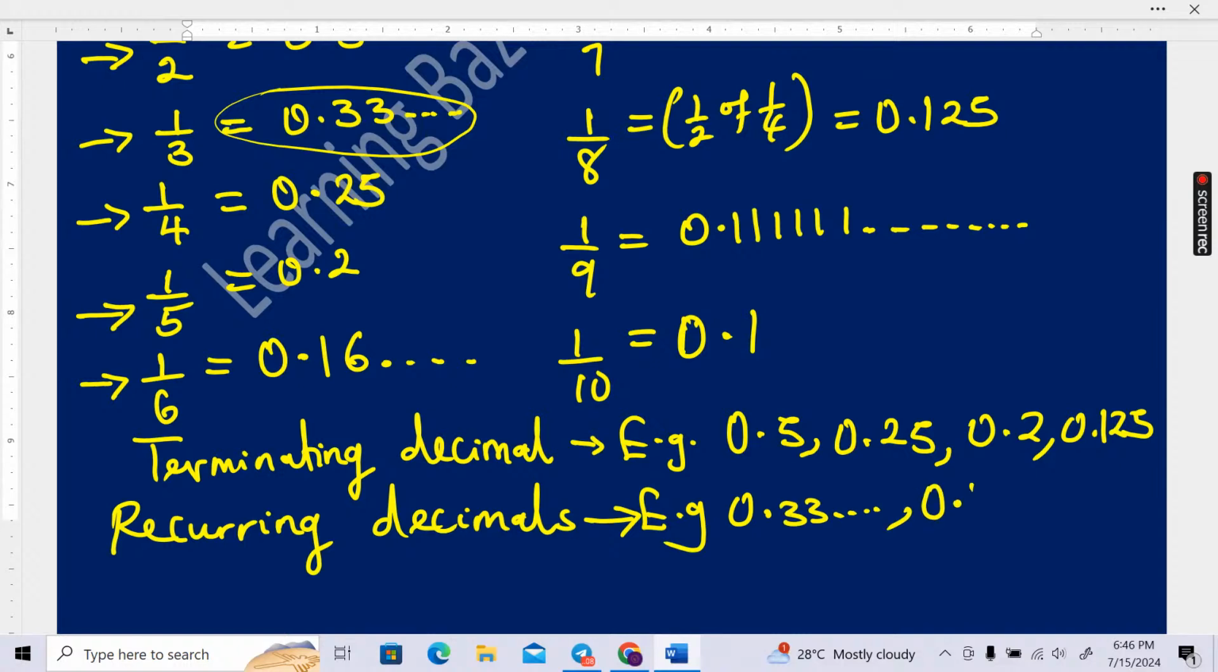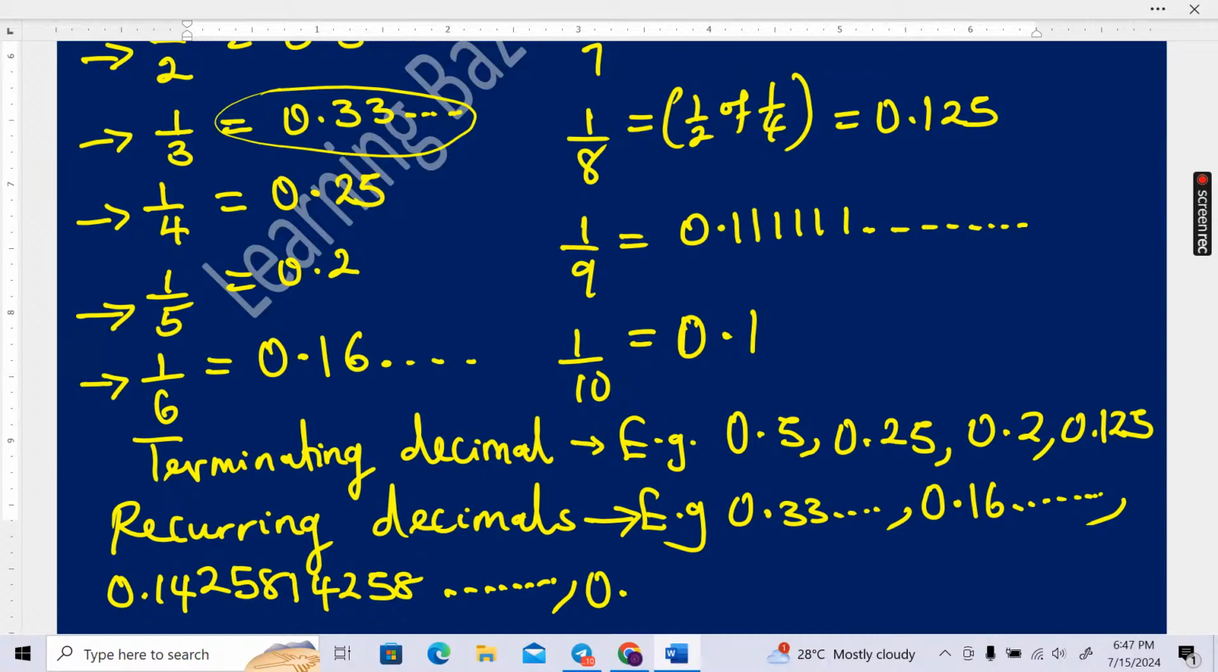Another one is 0.1666 up to infinity. Another one is 0.14258 up to infinity. You can see how the digits are reoccurring. Another example of recurring decimal is 0.11111, and so on. We have other numbers that have recurring decimals.